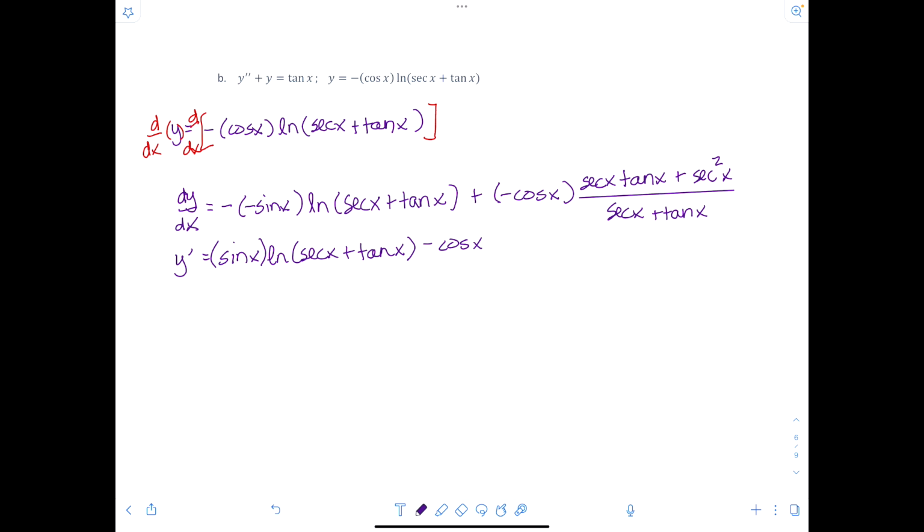So secant x is 1 over cosine x. Tangent x is sine over cosine x. So we would have sine over cosine squared x for the first term in the numerator, plus 1 over cosine squared x, so that's the numerator, over 1 over cosine x plus sine over cosine x.